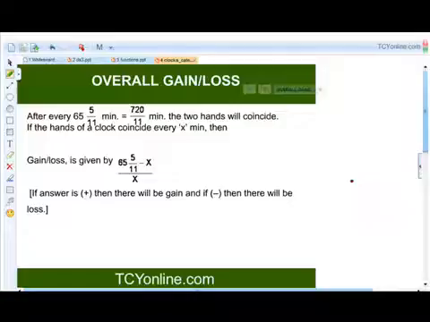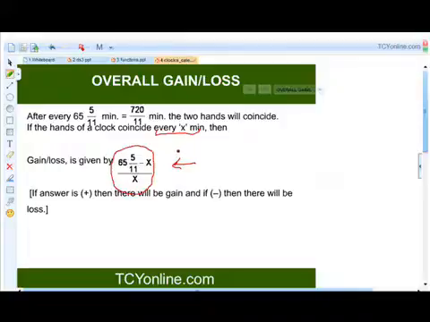Now let's understand what is overall gain or loss. After every 65 5/11 minutes, or 720/11 minutes, we all know that the two hands will coincide. If the hands of a clock coincide every x minutes, then the gain or loss is given by (65 5/11 minus x) over x. Now if this is positive, then there will be a gain. If it is negative, then there will be a loss.